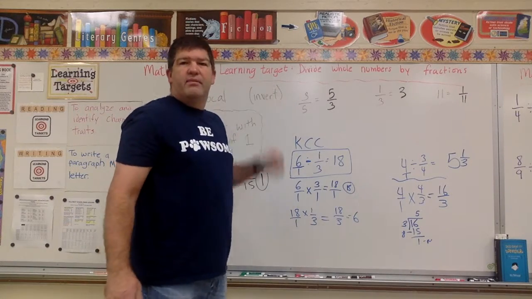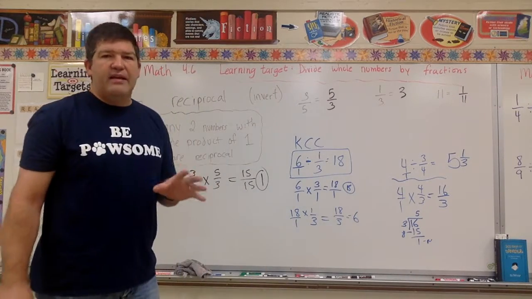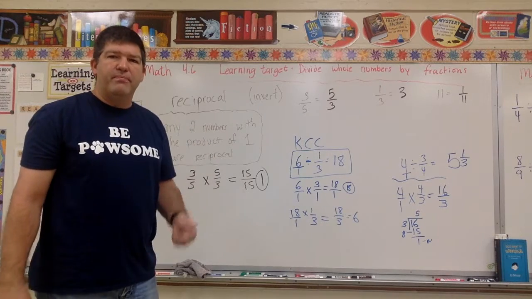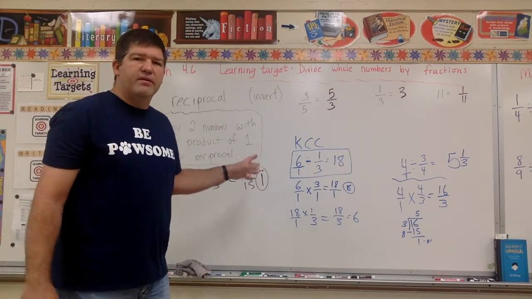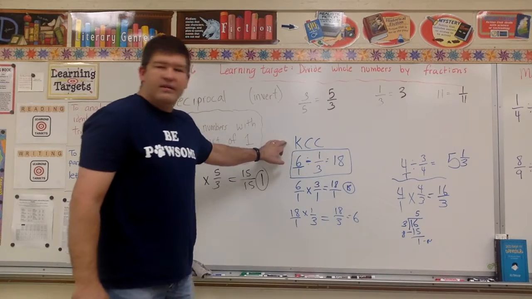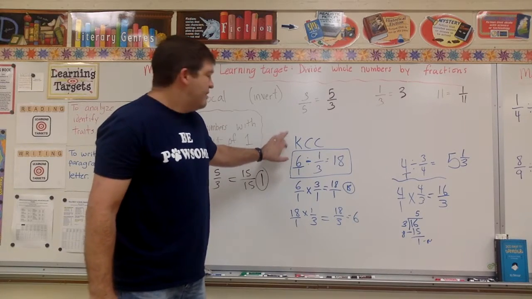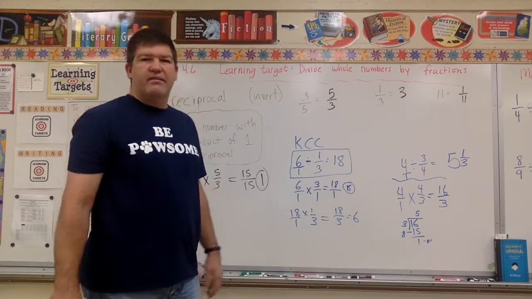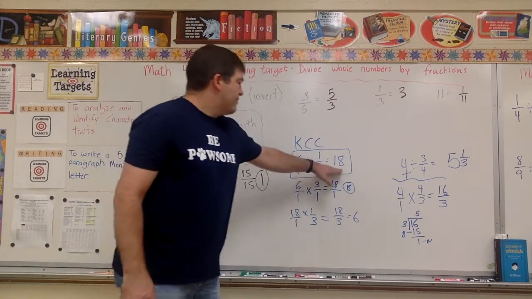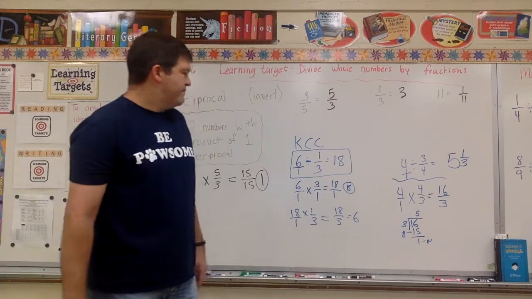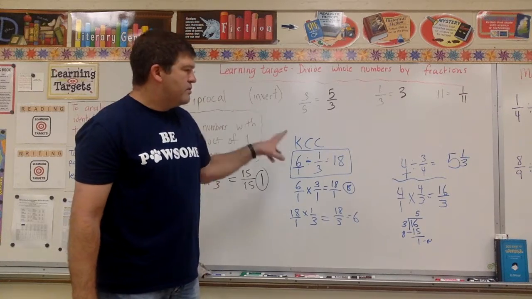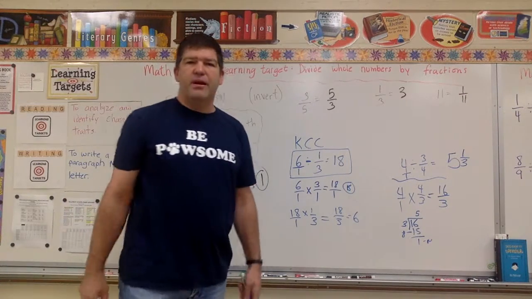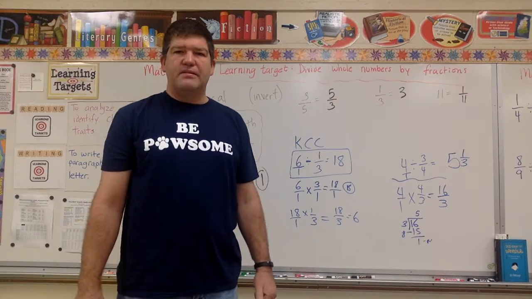Really important is being able to find the reciprocal. It's not that hard, it's just inverting, flip them. Once you find the reciprocal, then you can follow my little keep, change, bring it down, multiply across, and then put your number back into the solution there. Okay? So go ahead and watch the guided practice, and then you'll have a chance to practice some of these on your own.